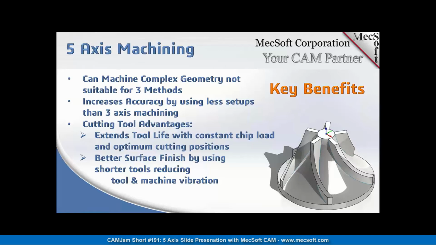Like I mentioned in item 1, you can get at all of your orientations of your features of the part using 5-axis. And then also, there's a lot of advantages for your cutting tools. You can extend your tool life by having a constant chip load. By machining in 5-axis, you can access the features, and using your tool to access the features, you can set up a constant cutting condition. And then also, you can get a better finish by using shorter tools, less deflection on the tools by using a shorter tool, and reducing tool and machine vibration. Okay, Joe?